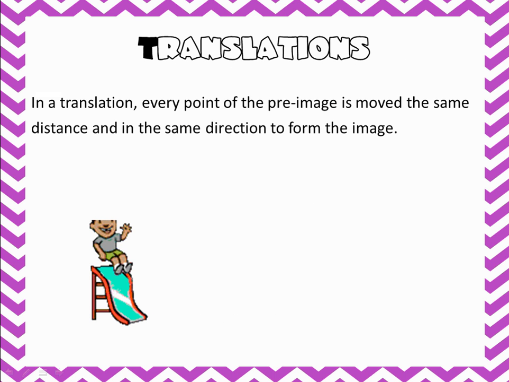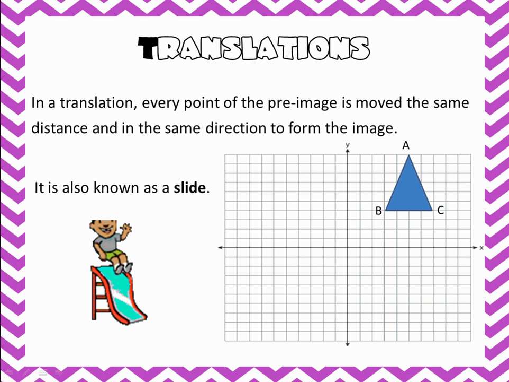We're going to start off with translations. In a translation, every point of the pre-image is moved the same distance and in the same direction to form the image. It is also known as a slide. So let's take a look mathematically. Here we have a triangle labeled triangle ABC.